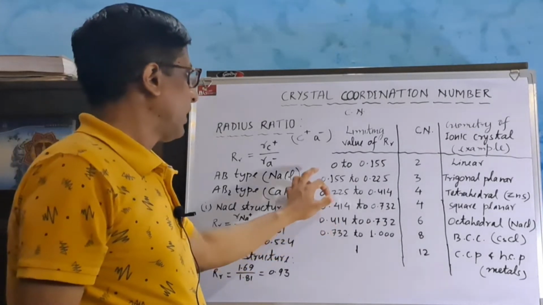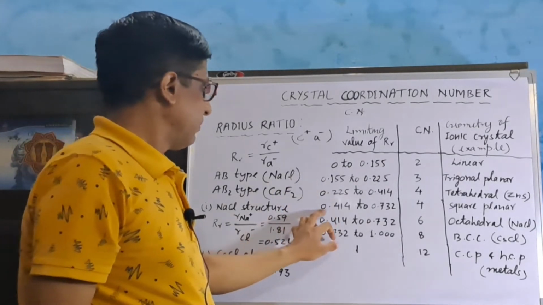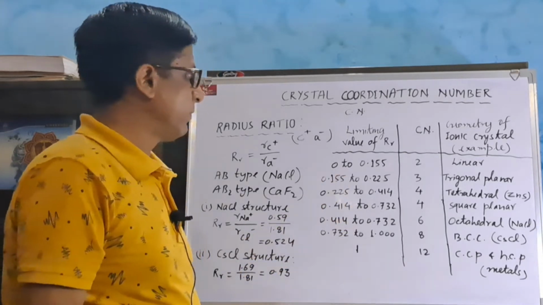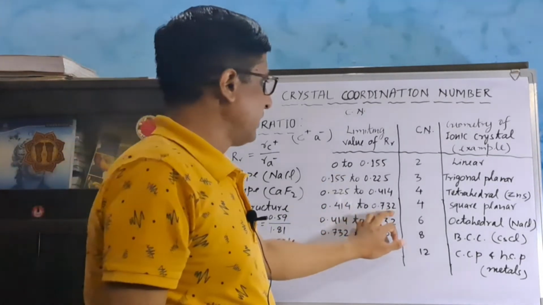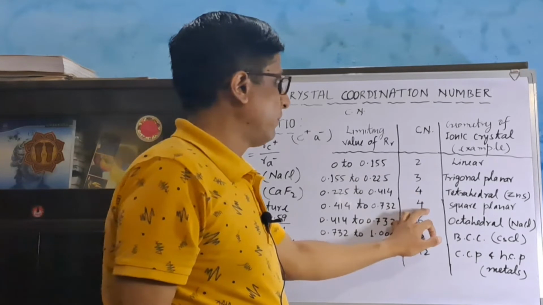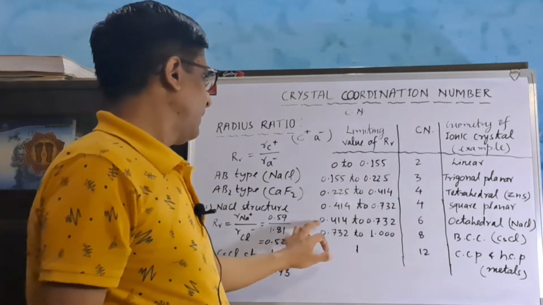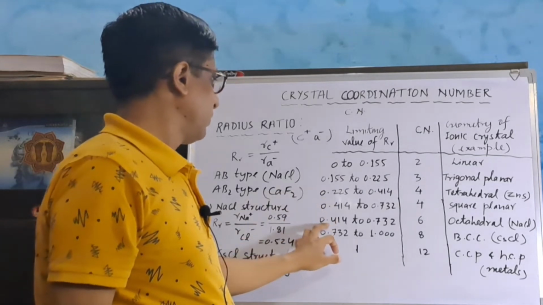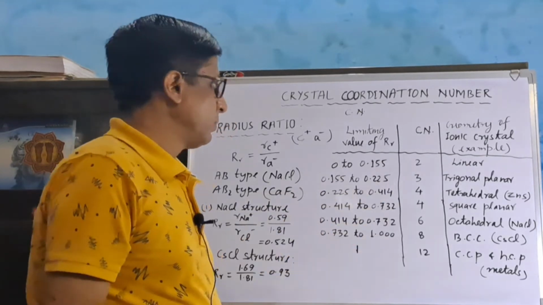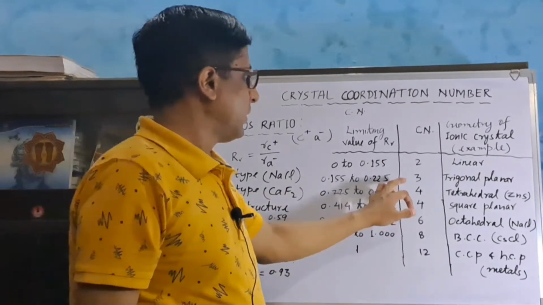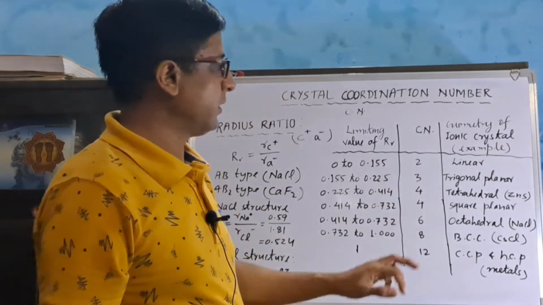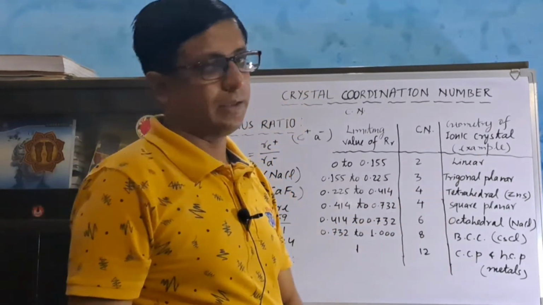Now, if the RR value is between 0.414 to 0.732, then the coordination number will be 4 and the geometry will be square planar. Similarly, if the RR value is 0.414 to 0.732, then the coordination number is 6 and the geometry of the crystal is octahedral.